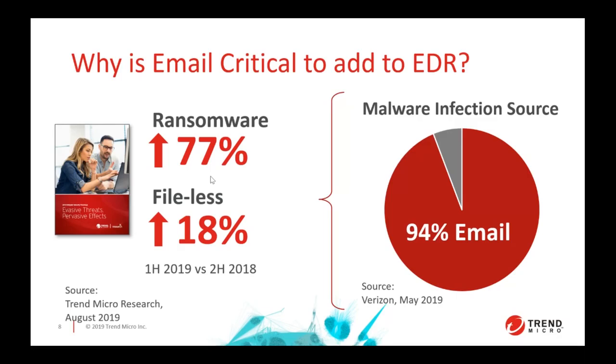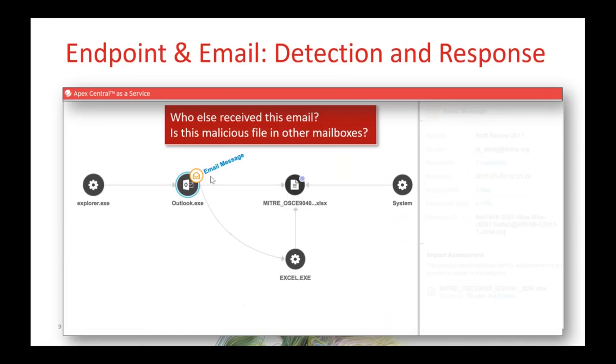So email is very critical. We should not do EDR on the endpoint only and keep the mail vulnerable. We need to have the EDR functionality integrated with your mail, with your endpoints everywhere, and with the network and everywhere. We'll see that one by one. So, endpoint and email detection and response.